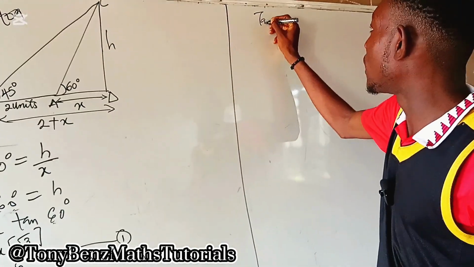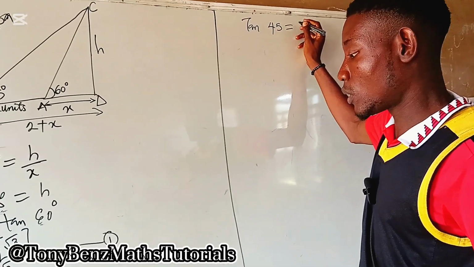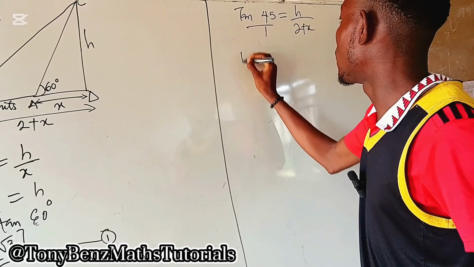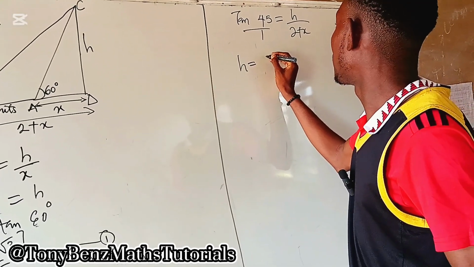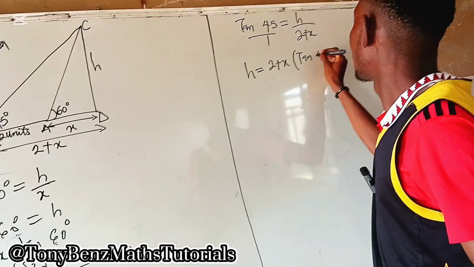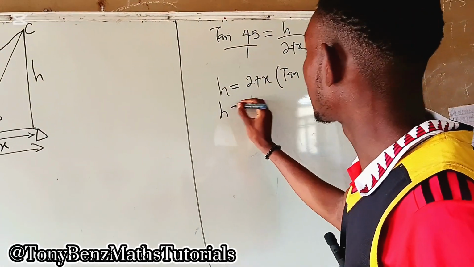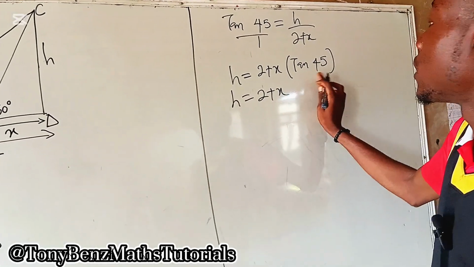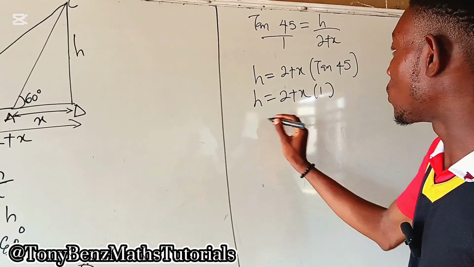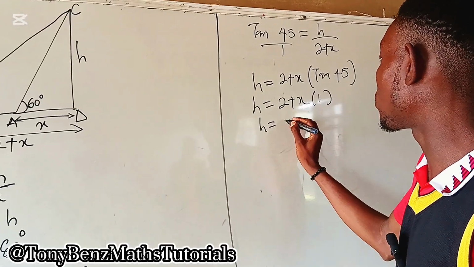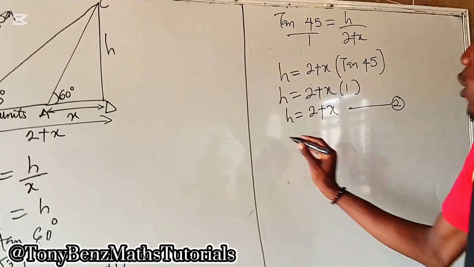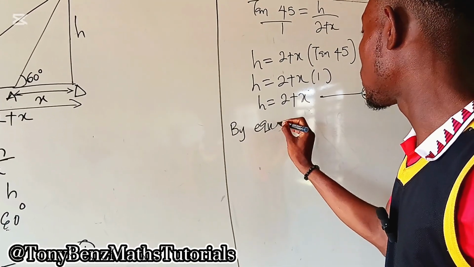Tan 45 is equal to H over 2 plus X. Cross multiplying, H is equal to 2 plus X into tan 45 degrees. Mind you, tan 45 is a special angle, which is 1. So H is equal to 2 plus X times 1, which is 2 plus X. Equation 2.